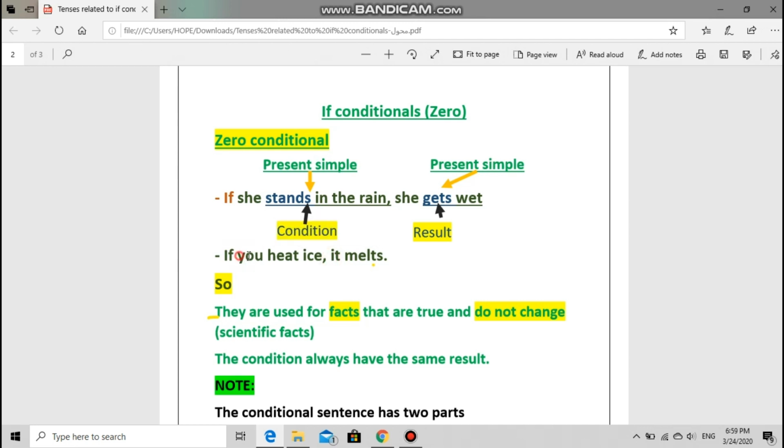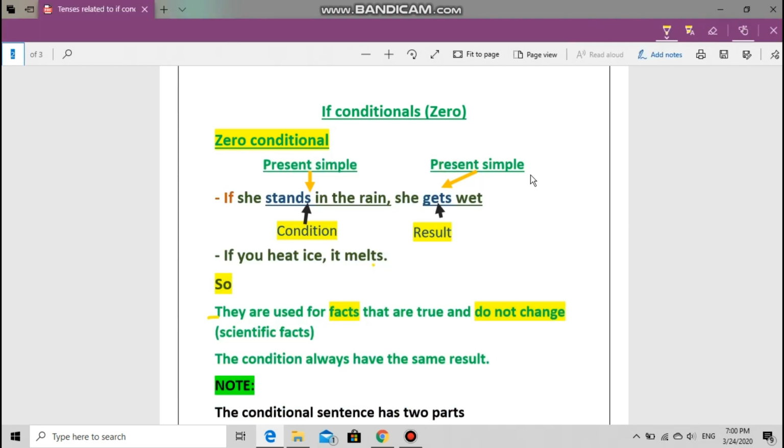Can I say if it heat? No, because we consider it from the weak ones. Remember, if it is strong we don't add s, but if it's weak we have to add s. So in zero conditional we only use present simple. We only use what? Present simple to form these sentences.